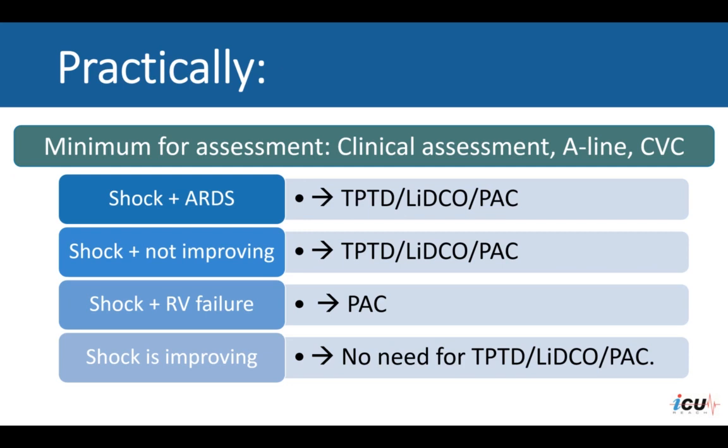The indications for advanced hemodynamic monitoring are limited actually to those patients who are in shock and have evidence of ARDS. In those patients, we would like to have a more advanced hemodynamic monitoring system, where we can get more information that can help us in managing those patients. Typically, those patients would benefit from transpulmonary thermodilution devices. We can do pulmonary artery catheterization.